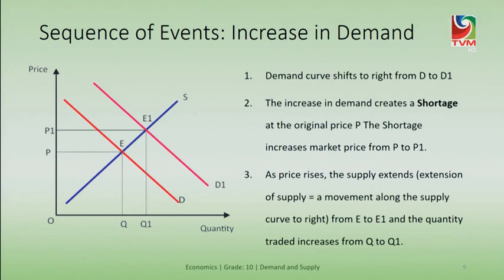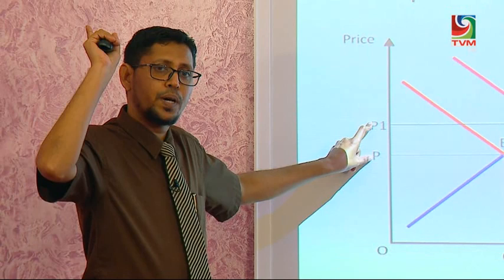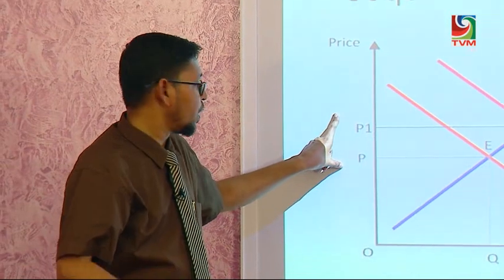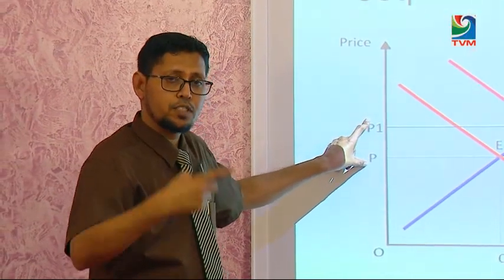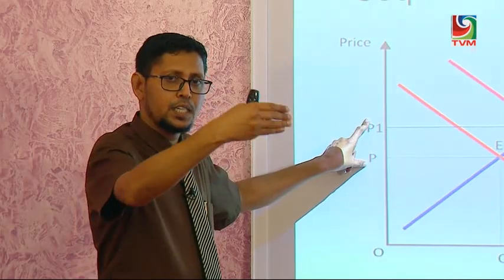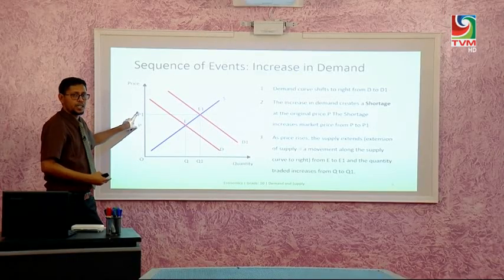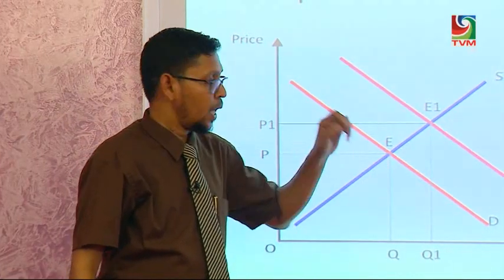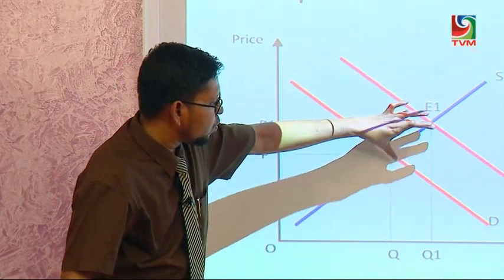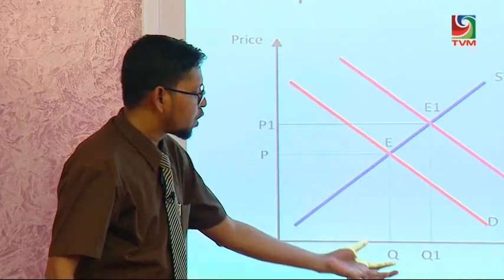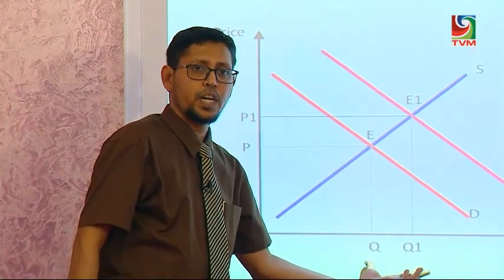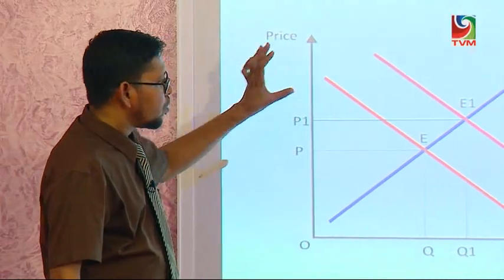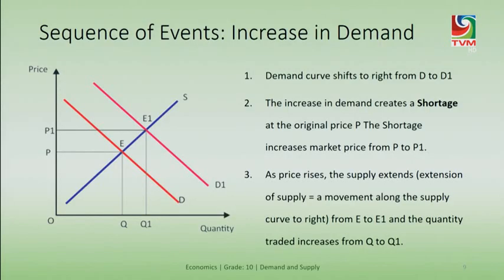When the price increases, you will have to recall what happens to the supply when the price increases. We have studied that the price increase causes the supply to extend. So, there is an extension of supply which occurs due to that. Why do we call that extension? Because more quantity is traded. People buy more quantity. Therefore, these are the sequence of events.